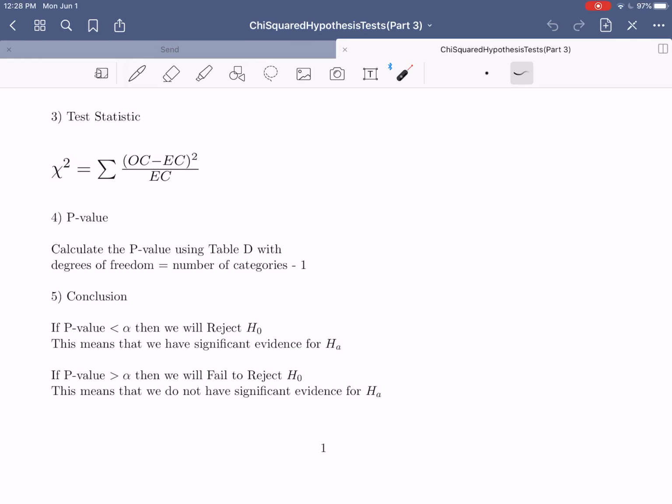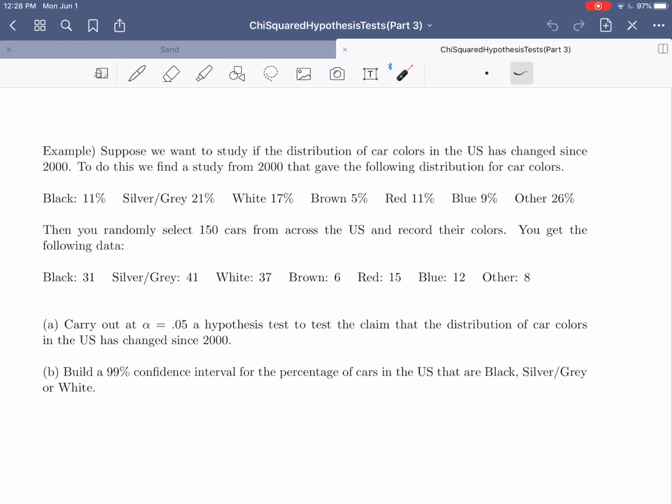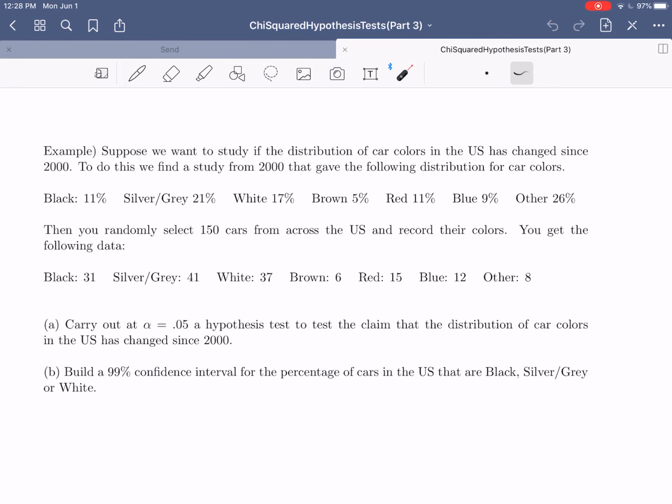Okay, so let's go ahead and get into our example here. For our example, we want to study if the distribution of car colors in the US has changed since 2000. So to do this, we find a study from 2000 that gave us the following distribution for car colors. The study from 2000 said that 11% of cars were black, 21% were silver or gray, 17% were white, 5% were brown, 11% were red, 9% were blue, and 26% were some other color than the ones listed here.